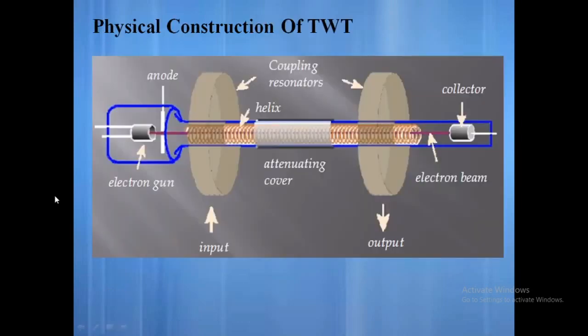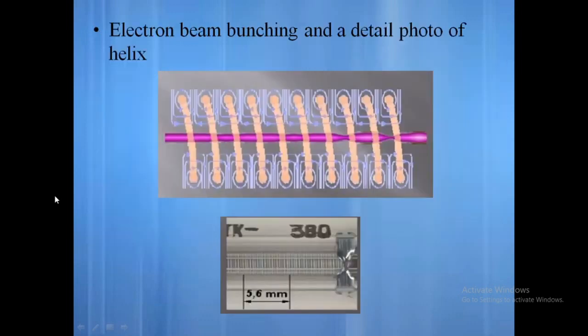So this is the physical construction of the traveling wave tube. This diagram shows the electron bunching. Here we can see that at some points there will be less bunching and at some points there will be more bunching, which is due to the helical nature which we are using, which is the detailed photo.